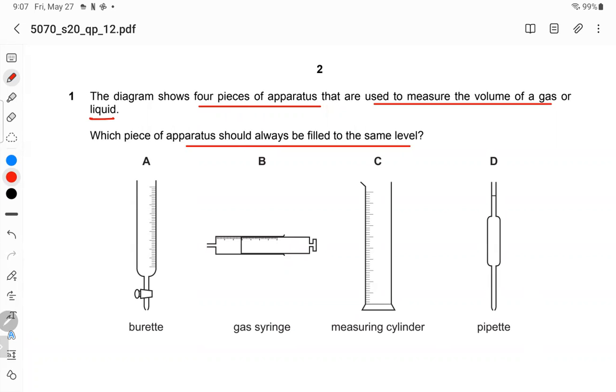D. Yes, very good. Because if you see, there is a 1 mark only, but all the others have scales. So A, B, and C can be filled to any mark on the scale, but D is the only one that is filled to the same level. Is it understandable, Shafe and Variza?